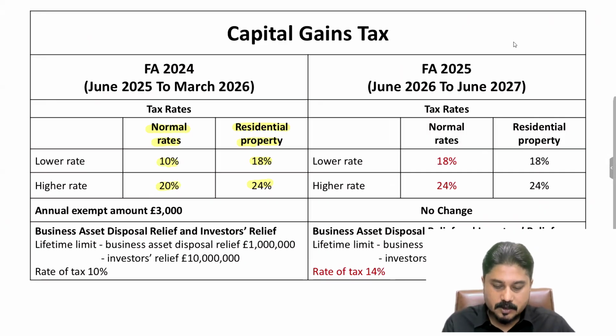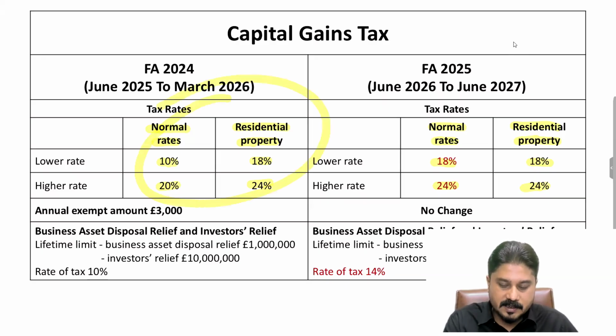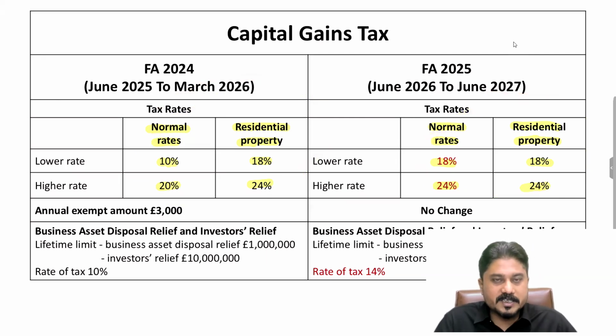In Finance Act 25, these rates are now the same. If there are normal asset disposals, 18 and 24%, and for residential property, we can say that for capital gains tax purposes, now there are not different tax rates. Same tax rates are applicable on each and every type of asset disposal.